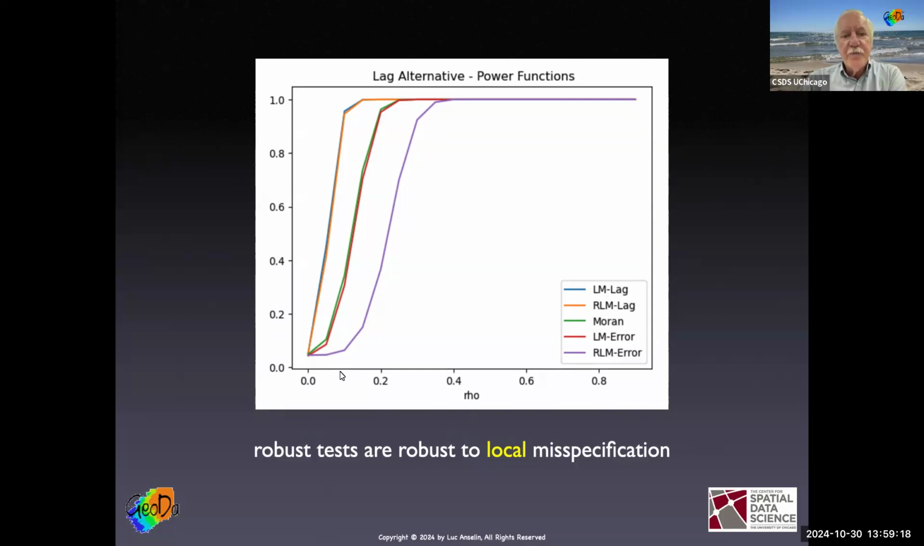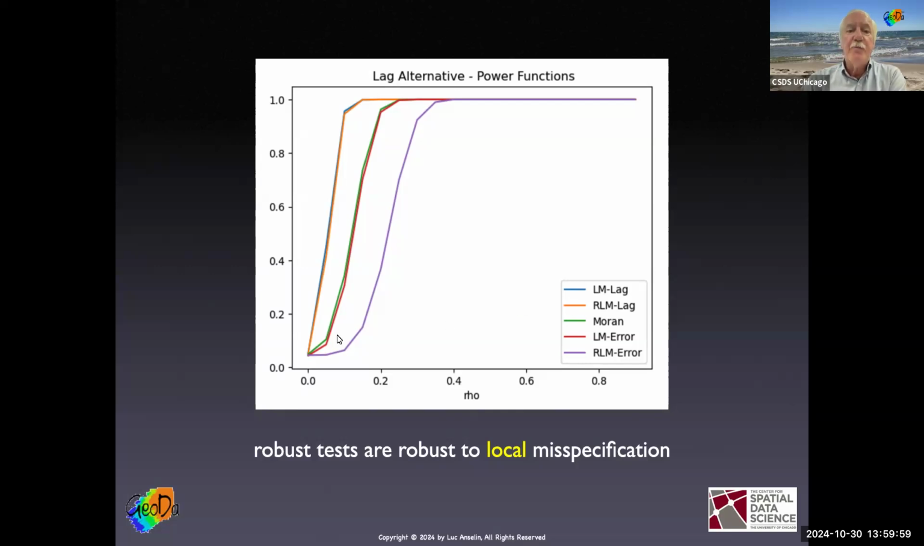Then as rho increases, we see that these curves shoot up. The ones most to the left, this one, is already basically at more than 90% for 0.1, a very small value of rho. And these two curves are the LM lag and the robust LM lag. So they do really well in this idealized case. They have very high power, even against very small values of the spatial lag coefficient.